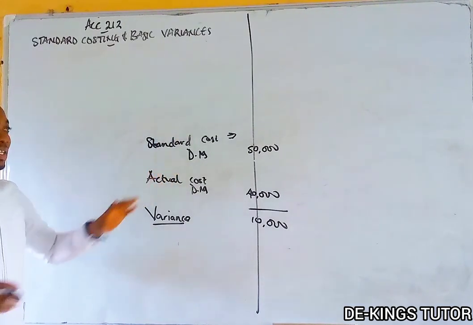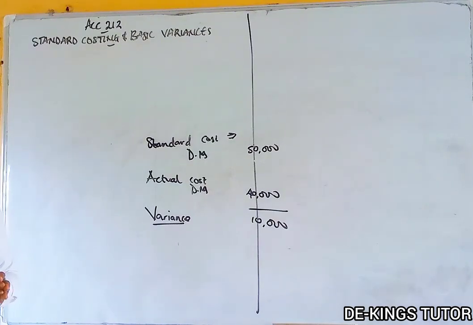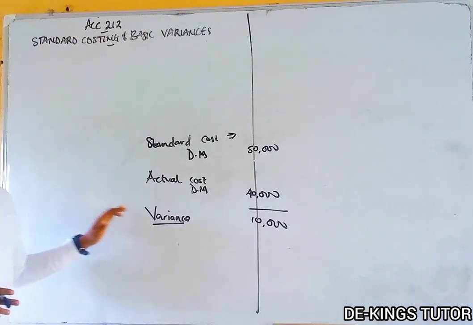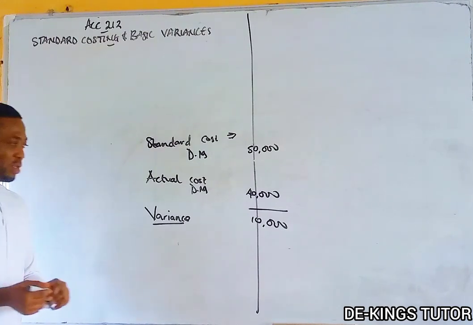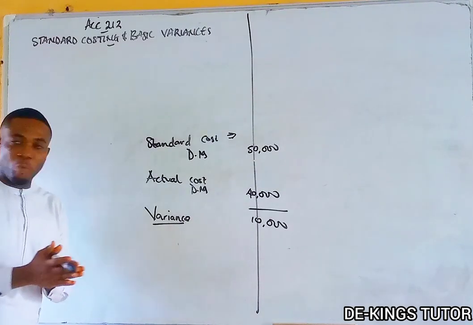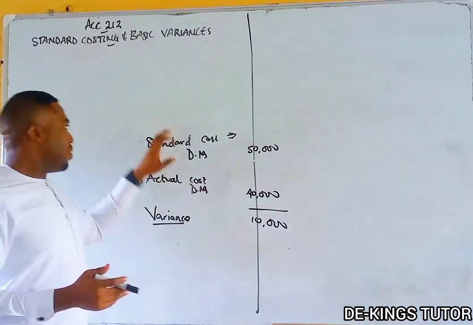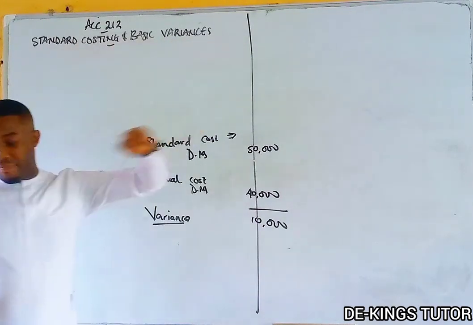Most times, especially in this economic situation of Nigeria, before you go to the market, you budget. You say, okay, I will buy fish this amount, I'll buy this amount, and you take it to the market. Getting to the market, you discover that what you budgeted is different from what you might buy, right? So the difference between what you budgeted and set as standard and what you actually incur is called the variance. So we're going to be looking at this in detail. Standard costing and basic variances.